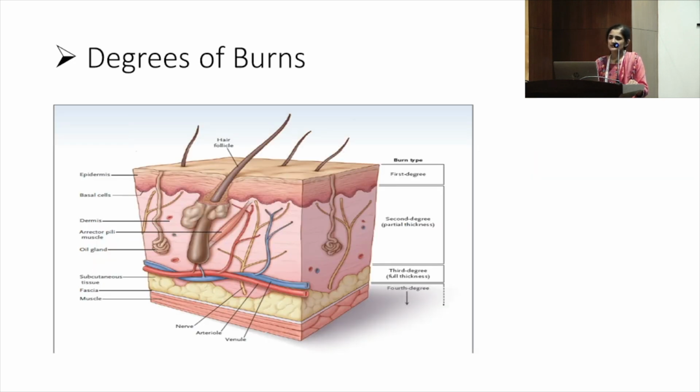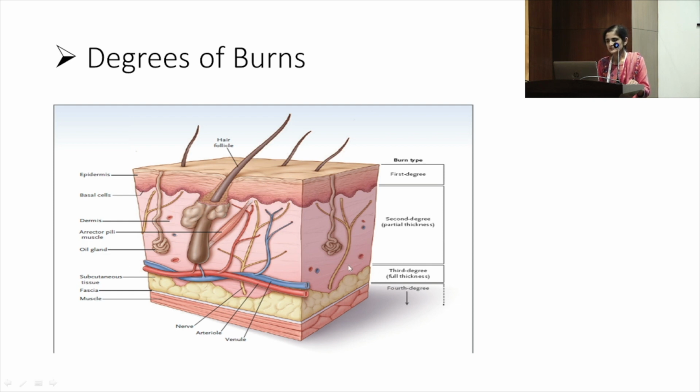Coming to degrees of burns, why is it important? First I'll tell you how we classify degrees of burns. When there is involvement of the epidermis, it is a first degree burn. When there is involvement of the epidermis and dermis, but the nerve endings are intact, that is your second degree burn, where the patient is going to have pain.